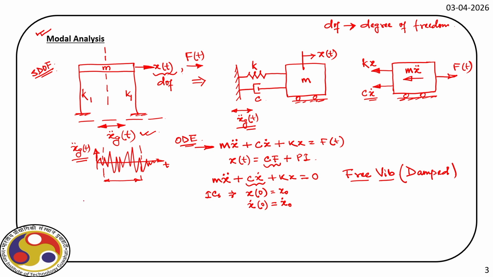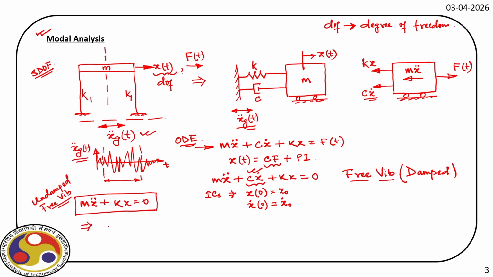Now, for the modal analysis, let us ignore this damping part. Okay, so this damping force, if we ignore, then the equation of motion becomes m x double dot plus k x is equal to 0. So this is the undamped free vibration equation for a SDOF system. So this is the equation that we are interested in today to see what we mean by this modal vibration.